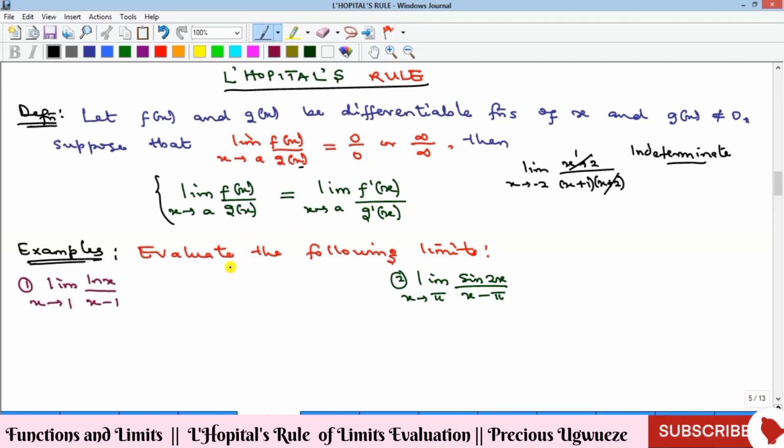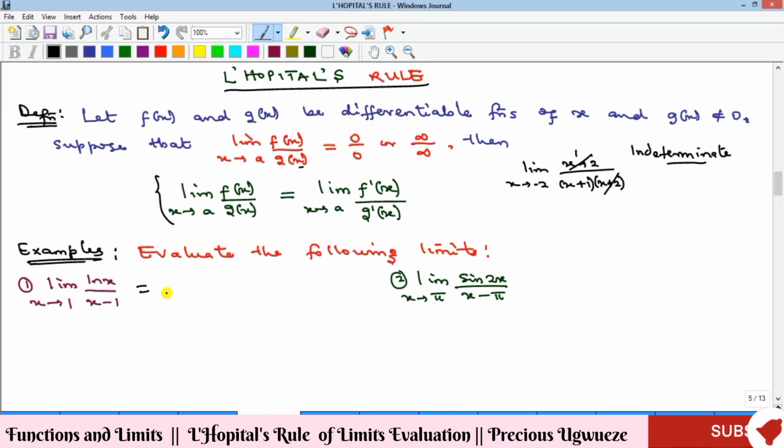All right, so here we have examples. The first example is here. You can see, of course, if you do a direct substitution here, ln of 1, logarithm of 1, is 0. And if you substitute here, 1 minus 1 is also what? 0. So you have 0 over 0. It satisfies L'Hôpital's rule.